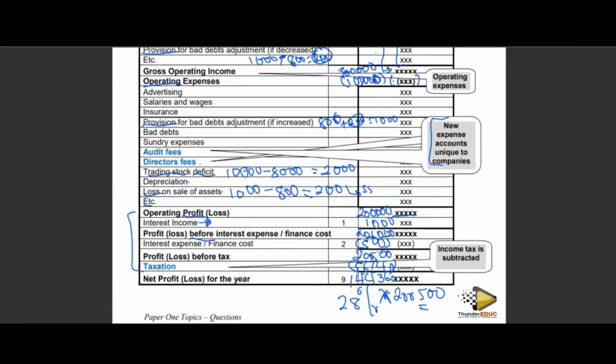Remember, I said that the income statement is not new to you. You started it in grade 10, then grade 11, and grade 12. We just add in a few items. For example, we have added in taxation. Even last time, in grade 11, you never did interest expense, auditors' fees, or directors' fees. So we have just added in a few items.